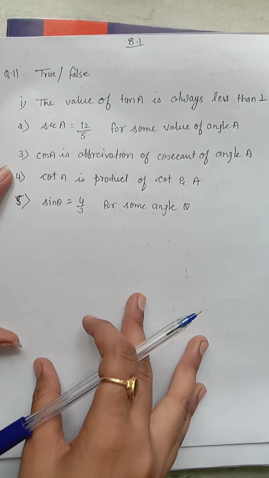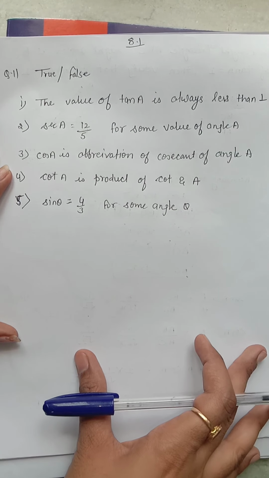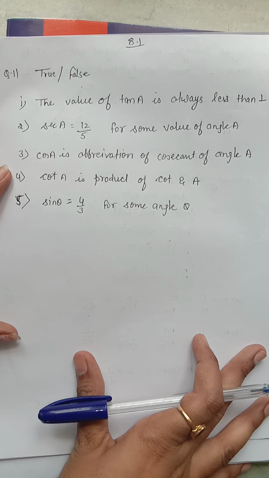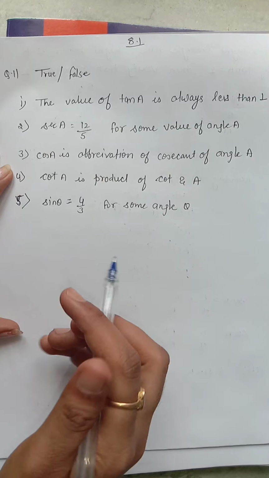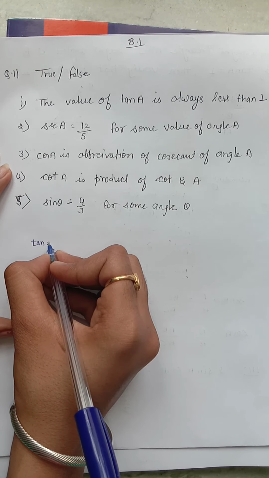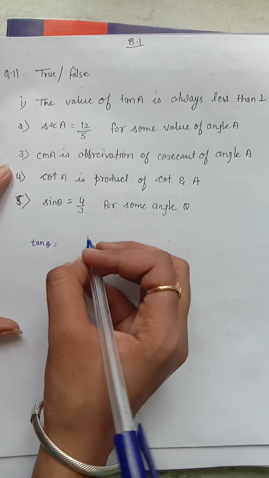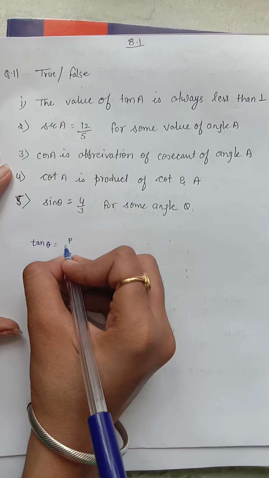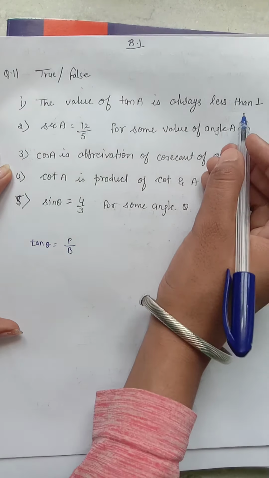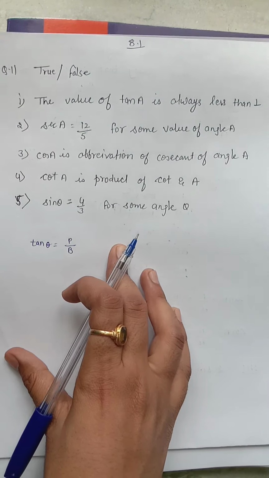Okay, now come to question number 11. Question number 11 is true or false. First, the value of tan A is always less than 1. How will we find out? What is the formula for tan? Tell me. Formula for tan is tan theta is equal to perpendicular upon base. Okay, less than 1. You know what?